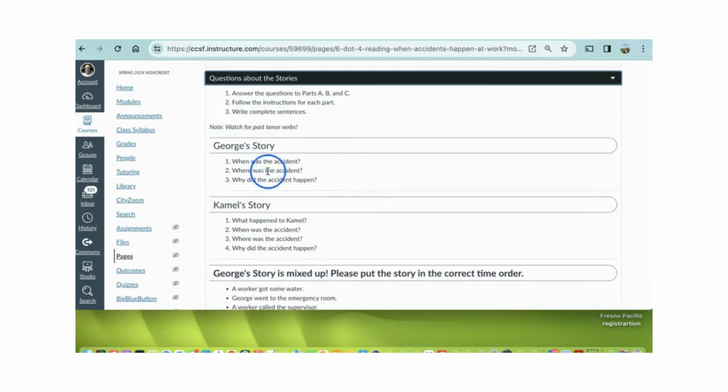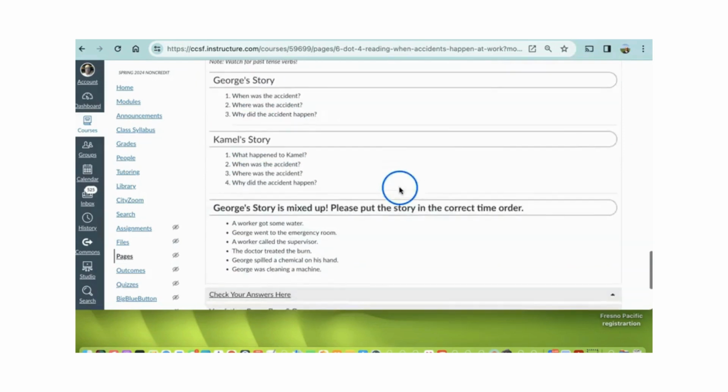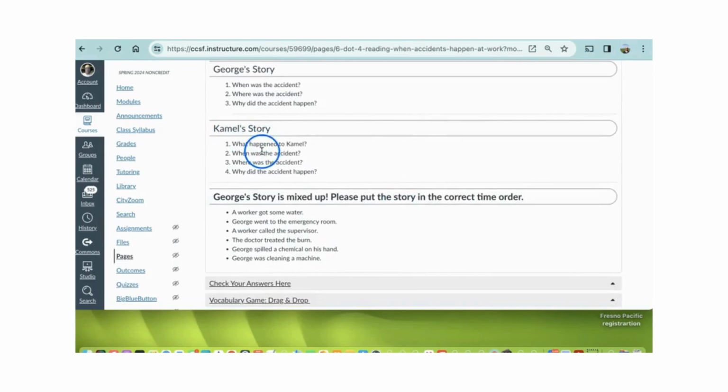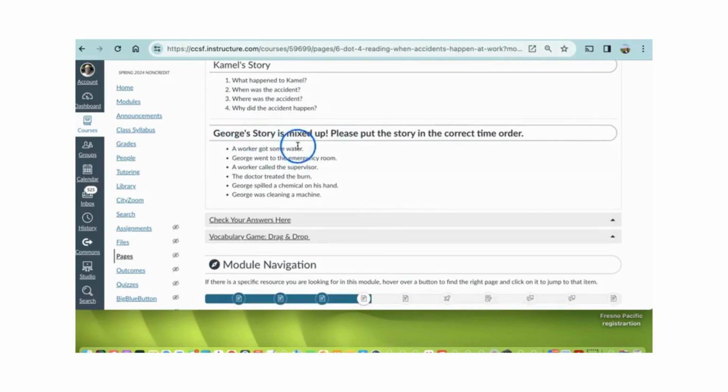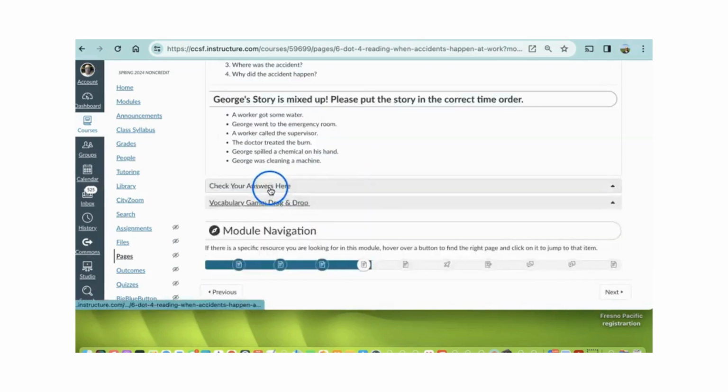Okay, so for George's story, when was the accident? That's your past tense. What happened to Camel? Happened is past. And this one, George's story is mixed up. Please put the story in the correct time order. So in your notebook, you're going to write out the sentences, but in the correct order. You can check your answers here.